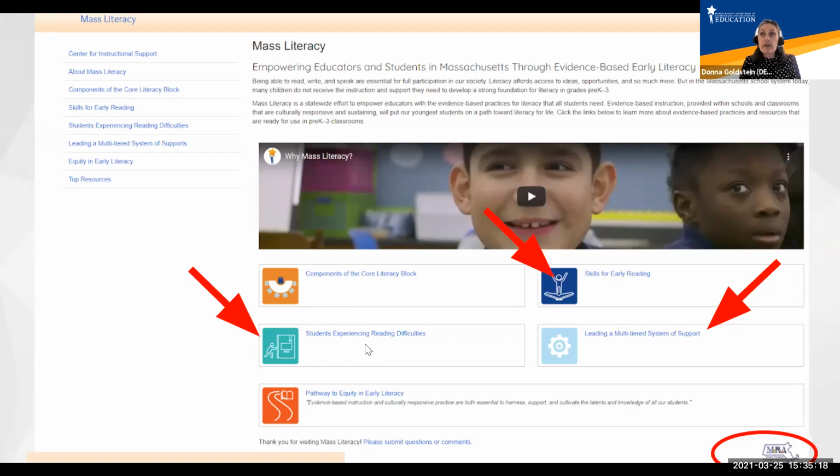Based upon feedback from prior attendees, and thank you very much for that feedback, and because this area includes so much information, today we will be taking a narrower approach and honing in on serving students who experience or are at risk for experiencing reading difficulty with foundational skills specifically. Information and resources for supporting the development of foundational skills are in several areas across the Mass Literacy Guide. But today, we'll be making connections at these particular areas: students experiencing reading difficulties, and skills for early reading. And additionally, we'll also be spending a little bit of time showing you the data-based decision-making page, which is housed right here in the Leading a Multi-Tiered System of Support section.